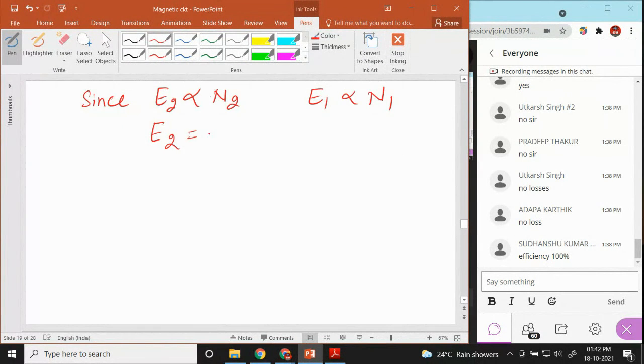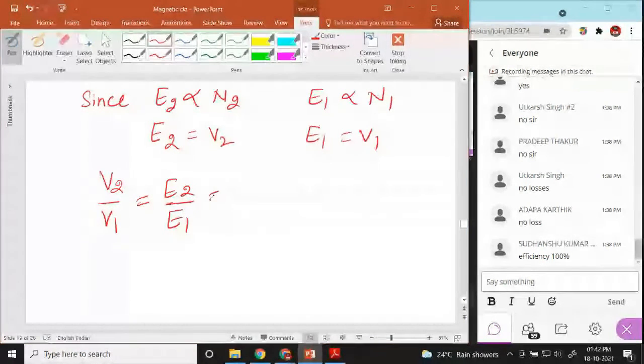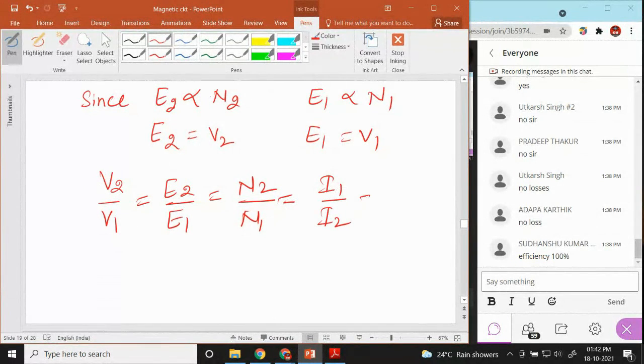You can write E2 is equal to V2 or E1 is equal to V1, and put all these values in this equation. So V2 upon V1 is equal to E2 upon E1 is equal to N2 upon N1 is equal to I1 upon I2. This is equal to K. So K is your transformer ratio.